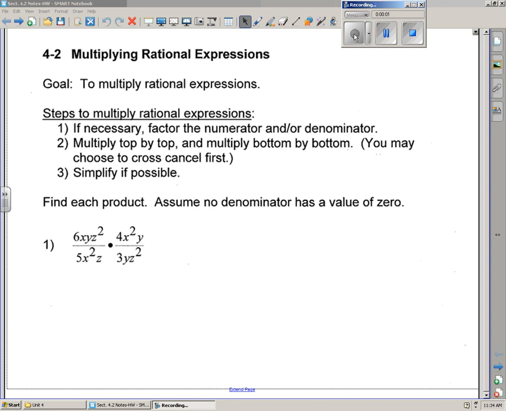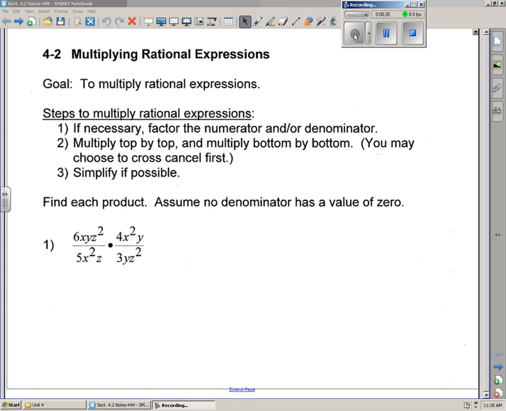So today we're going to be multiplying rational expressions. In order to multiply rational expressions, you need to remember that, if necessary, factor the top and/or the bottom, numerator or denominator. When you multiply fractions, you're just multiplying the top by the top and the bottom by the bottom. You might want to cross-cancel some stuff out first. You might want to multiply everything together first and then cross-cancel. It's up to you. And always simplify whenever possible.